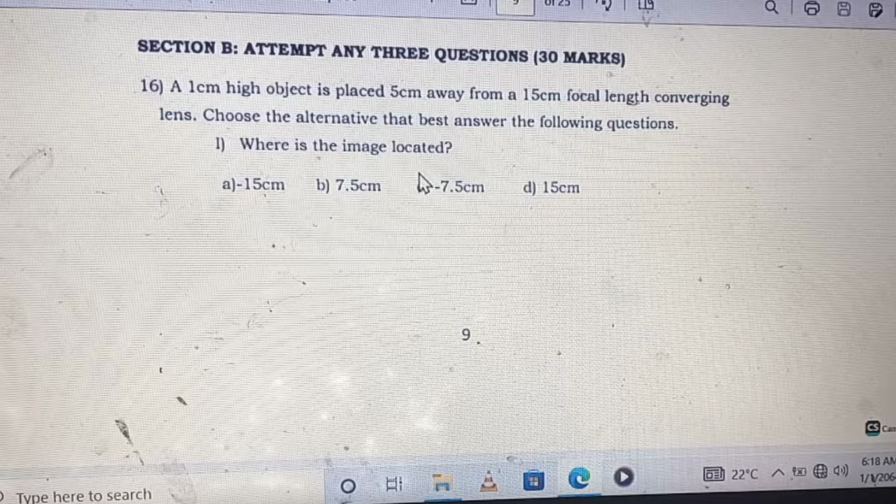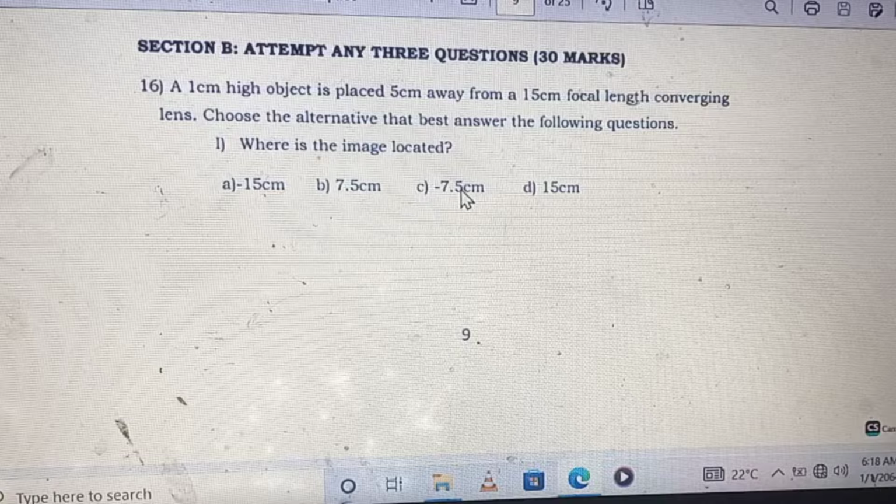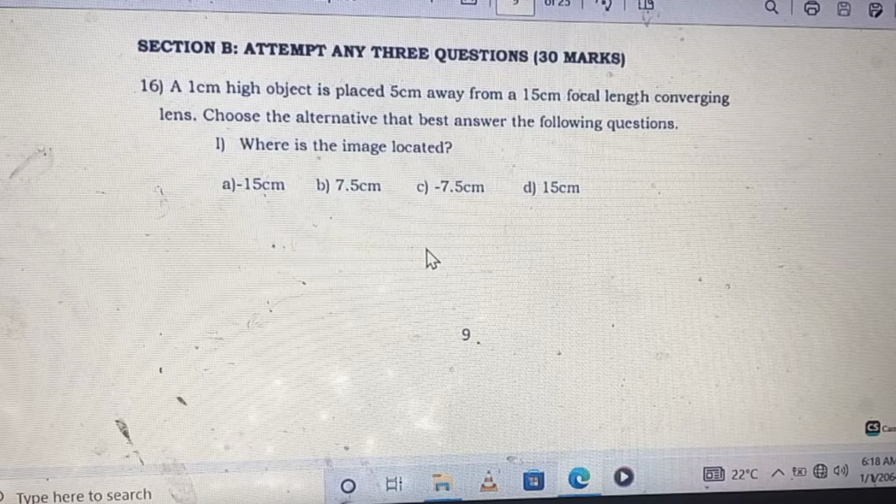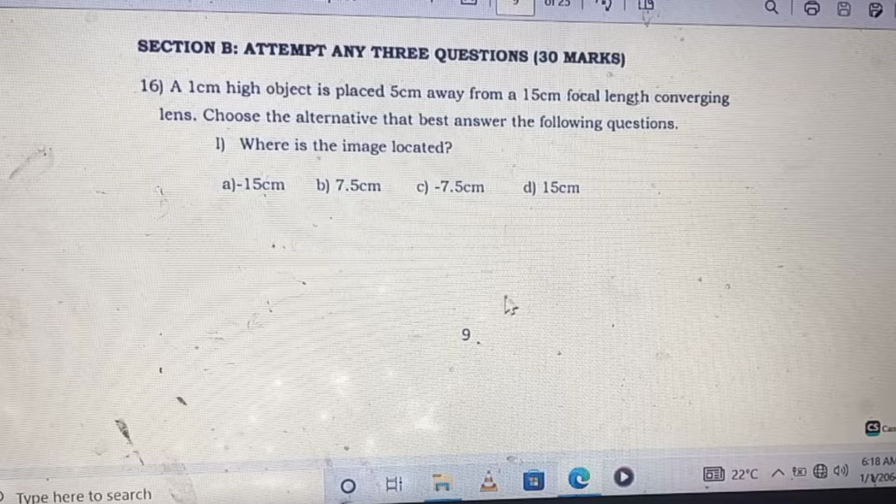The correct option is letter C, negative 7.5 centimeter. This comes from the formula 1 over focal length equals 1 over image plus 1 over object.